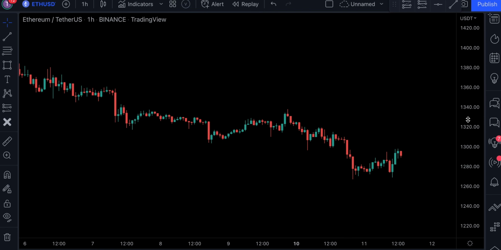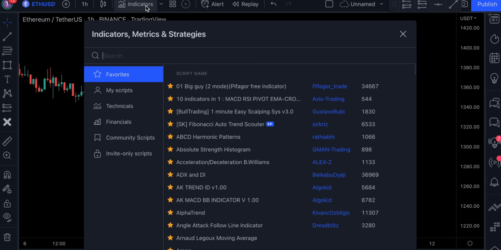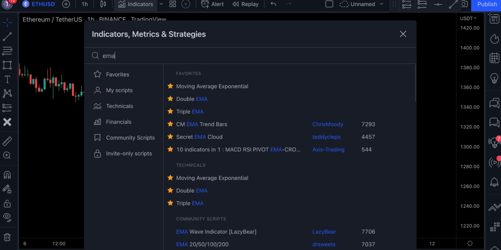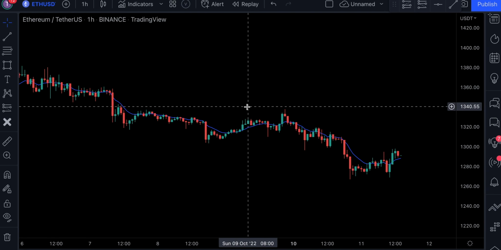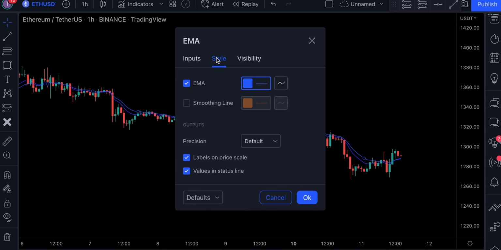Apparently this strategy works on all markets, so I'm going to be testing it on Ethereum USDT on a 1-hour time frame. Okay, now let's begin to build the setup step by step. First, we need to click on the Indicators tab and search for Exponential Moving Average. And let's add 3 of them. Now let's double click on one of them and change the length from 9 to 13. And let's change its color to green.